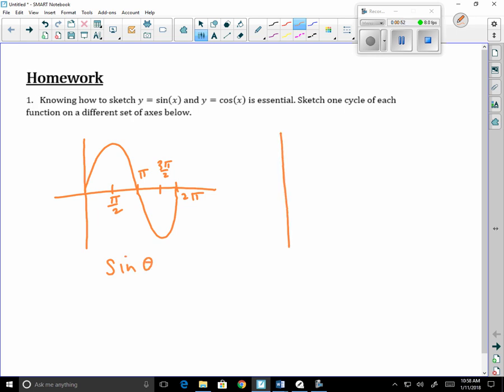To sketch a cycle of the cosine curve, we know the cosine curve starts at the maximum, goes down to the minimum, and then back up. This would be at pi over 2, pi, 3 pi over 2, and 2 pi would be the end. Notice I'm kind of cutting it into quarters to represent the 4 quadrants. This would be an example of the cosine curve.